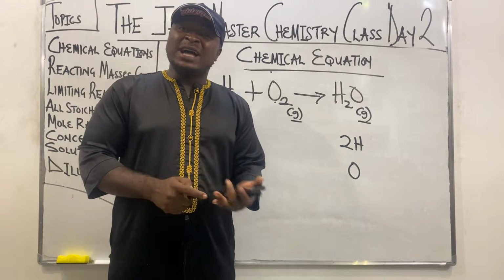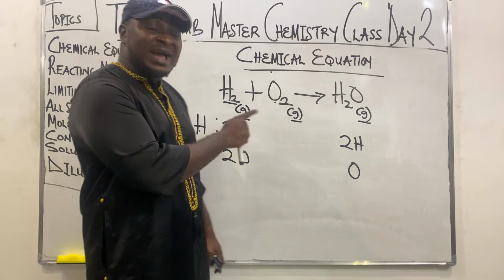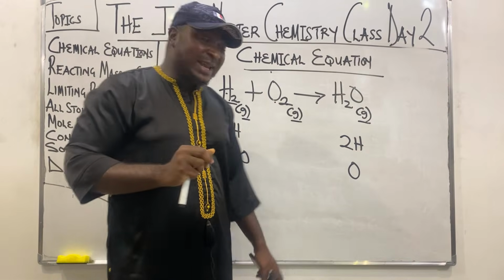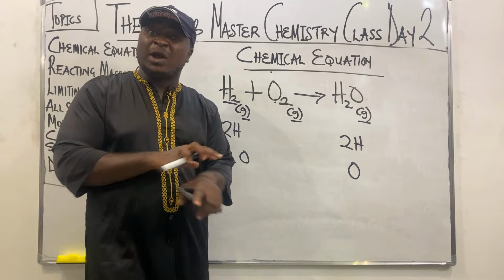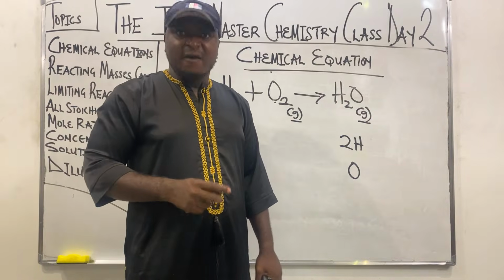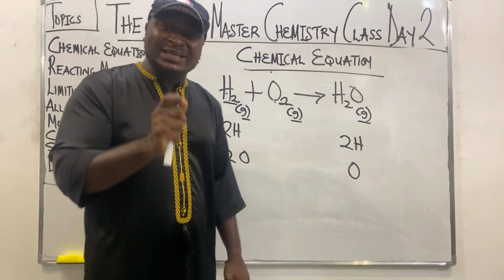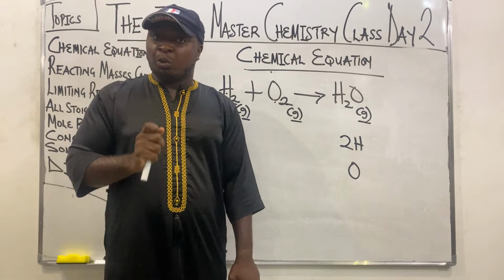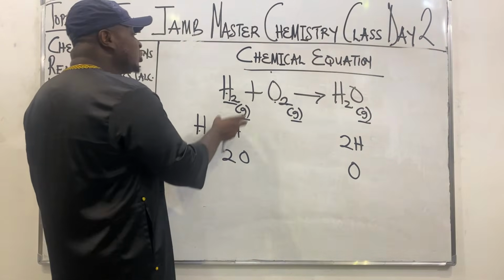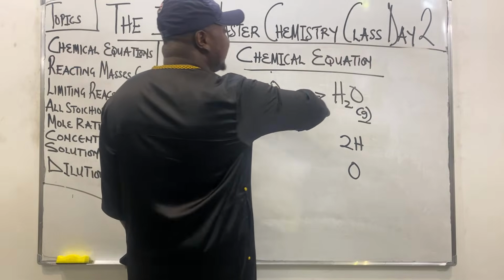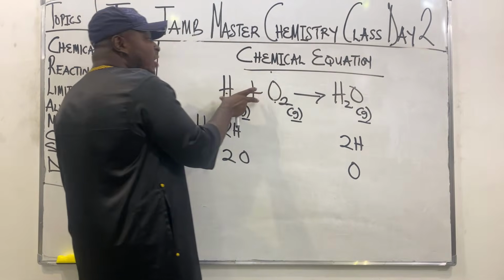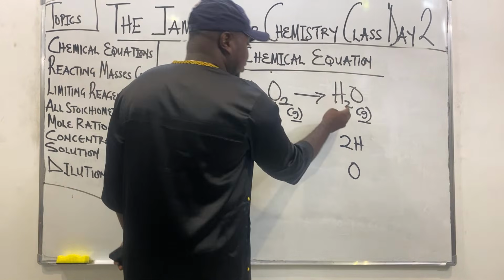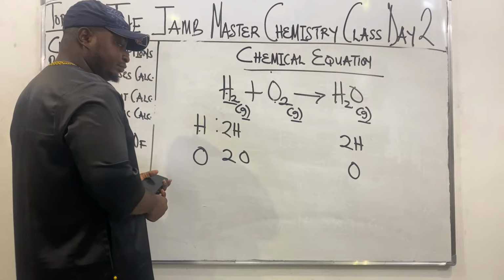Class, as long as one atom in a chemical equation is not balanced, then the chemical equation is not balanced. If one atom in an equation is not balanced, then the whole chemical equation is not balanced. For a chemical equation to be balanced, every atom in the equation must be balanced. What do I mean? That means the number of atoms on the left hand side must be equal to the number of atoms on the right hand side.